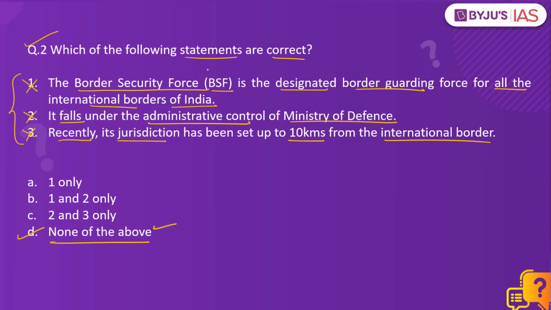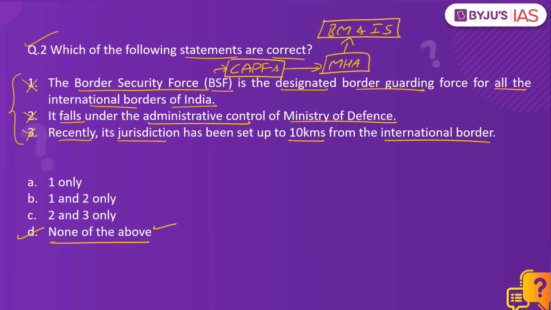The BSF is one of the Central Armed Police Forces, which is essentially a paramilitary force, and it falls under the administrative control of the Ministry of Home Affairs. Because border management and internal security fall under the domain of the Ministry of Home Affairs, and with regard to guarding and patrolling our international borders, the MHA implements a policy known as the One Border, One Force policy. This policy was brought in after the Kargil War so that one entire stretch of the international border can be guarded by one single force in order to promote better coordination.